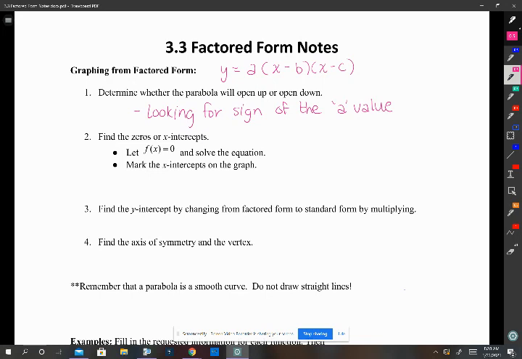So we're going to look for the sign of the A value, and remember that if A is positive, then it's going to go up. If A is negative, it's going to go down.